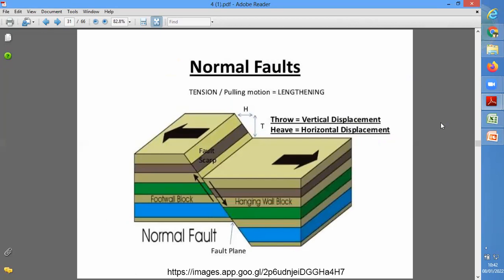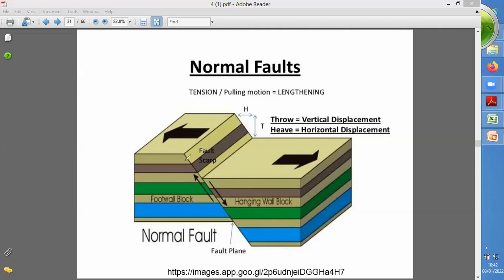So this is again one diagram which shows the normal fault. Again, I will show you here the different parts. So this is the fault plane.